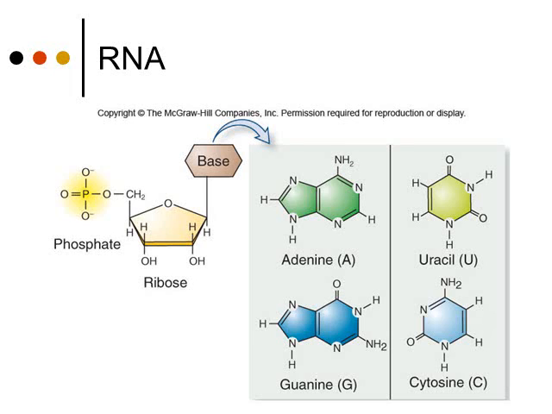So similarities and differences between DNA and RNA. DNA has deoxyribose sugar. It has thymine as one of its 4 bases. RNA has ribose sugar, and it has uracil as one of its 4 bases.